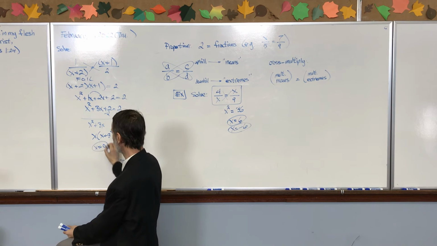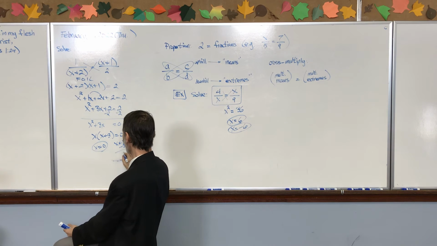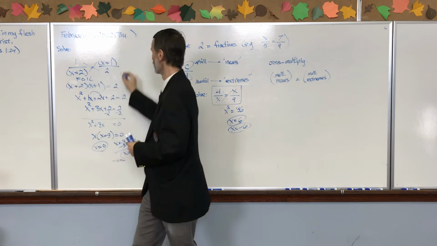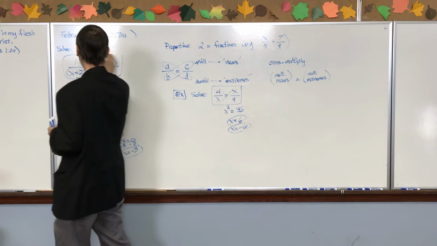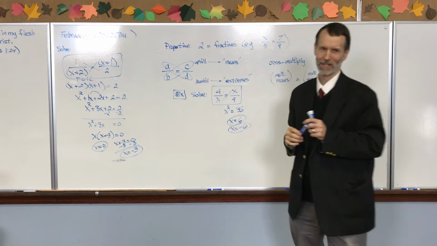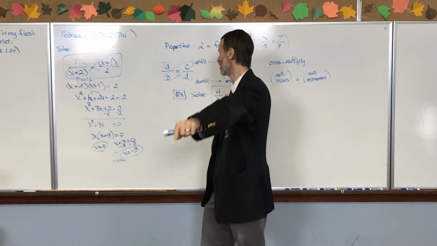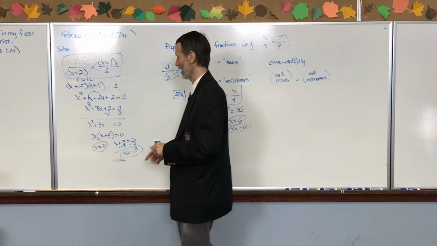This one's already solved. How do you solve this one? Correct. You have two solutions. Look at the original problem. How do you prove that your solutions are correct? You put it back, one at a time.